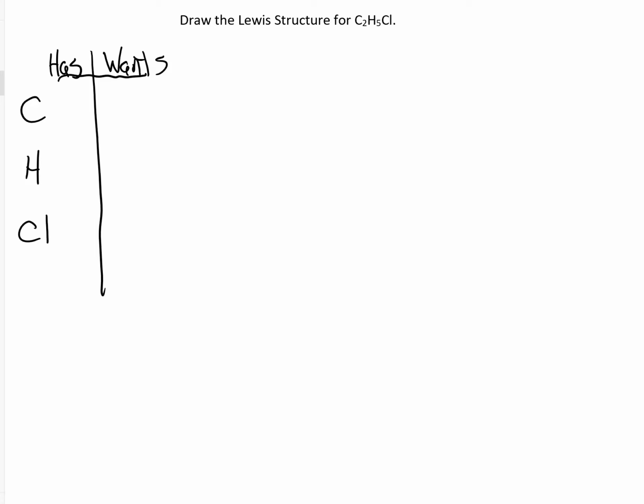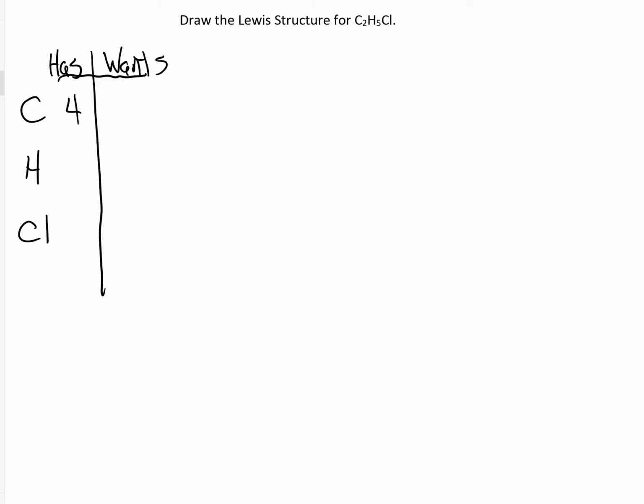In this video, we're going to draw a Lewis structure involving a molecule which has more than one central atom. So the first thing we have to do is take into account how many electrons we have. And so we make our column of has and wants. And then we list out, we have a carbon atom, we've got hydrogen atoms, we've got a chlorine atom, and it's not an ion, so those extra electrons we don't have to worry about because there aren't any there.